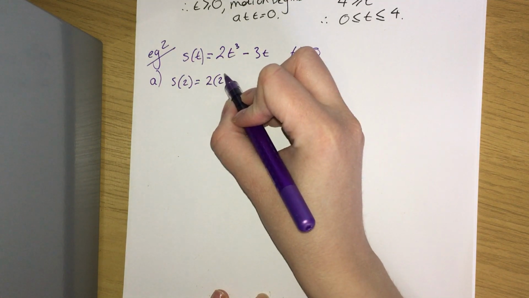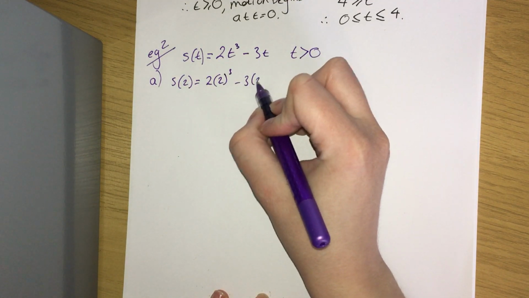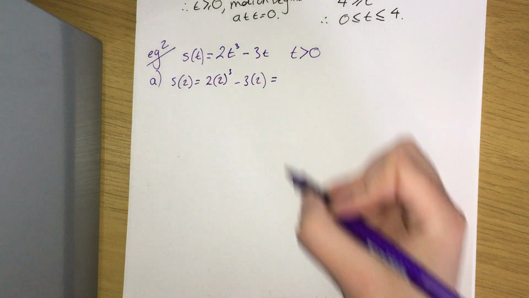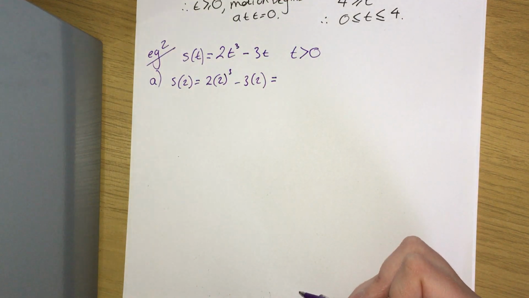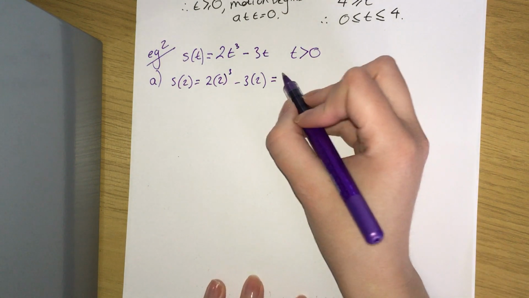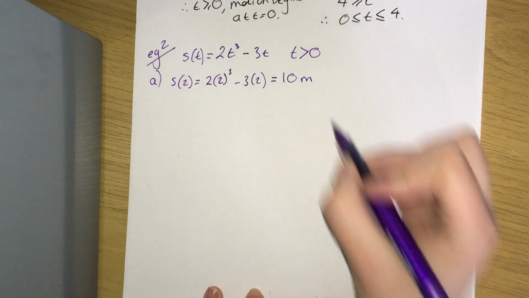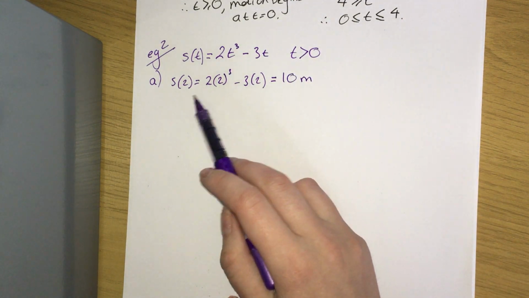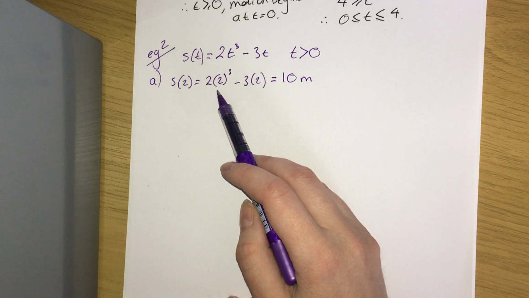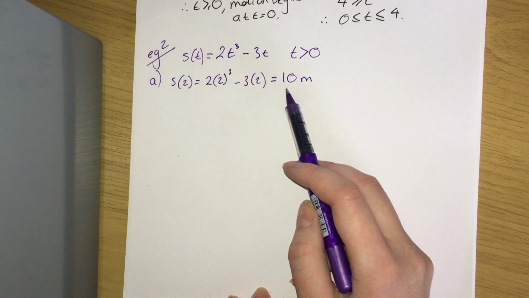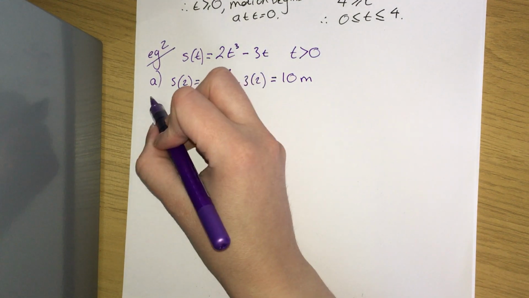So 2 lots of 2 cubed minus 3 lots of 2. Well, don't waste any time doing this by hand. You've got your calculator, substitute it in. So when t is 2 seconds, displacement from a point 0 is 10 meters.